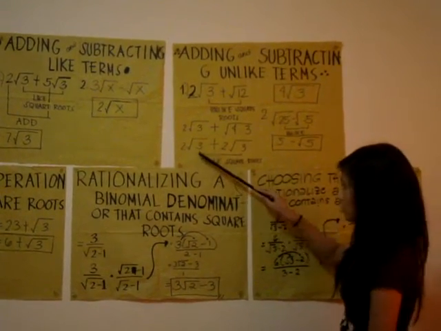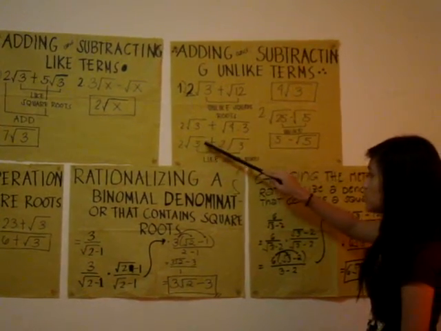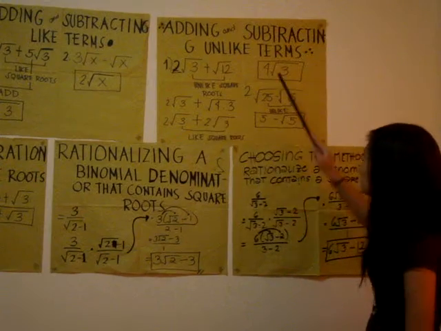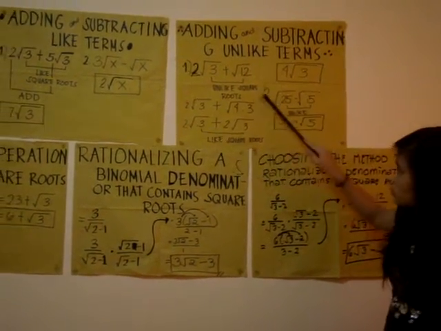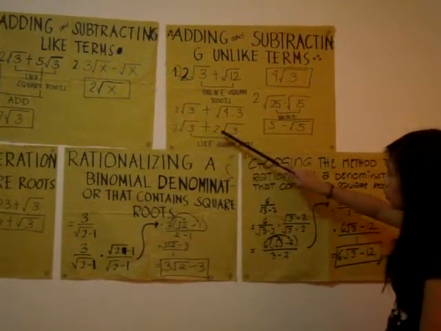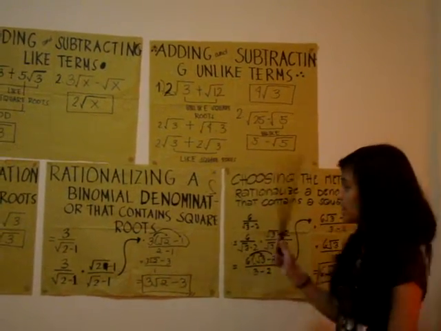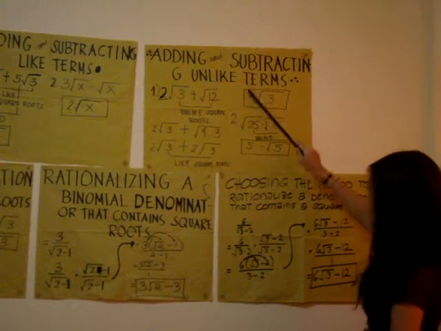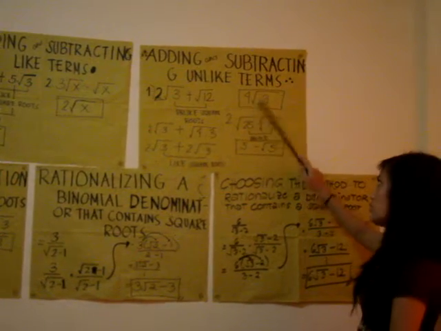Now this time they already have the same radicand, so we can already add. So copy again square root of 3, as what we did in number 1 and 2 in adding and subtracting like terms. So copy 3 and then add 2 plus 2 equals 4. So the answer is 4 square root of 3.